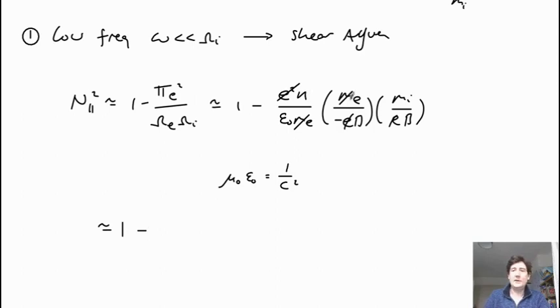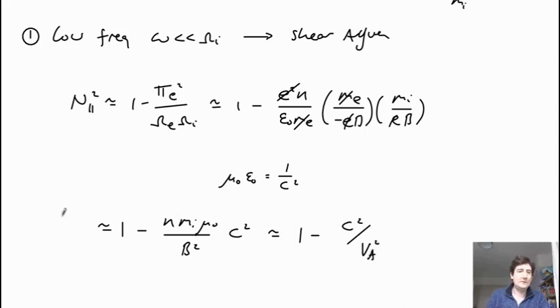So here we have an n squared. You have to take a mu naught over B squared, and this is 1 over Alfvén speed squared, and then we have left over a mu naught times epsilon naught, which makes a 1 over c squared here. So this is like 1 minus c squared over v Alfvén squared. And this whole thing is just c squared k parallel squared over omega squared.